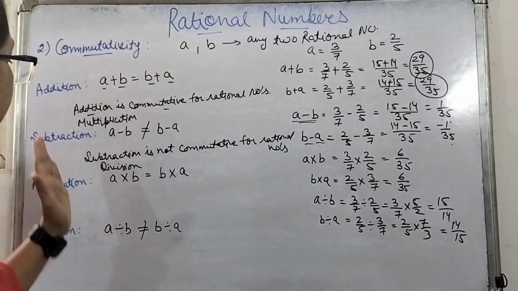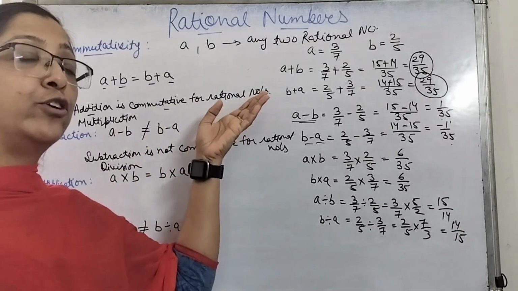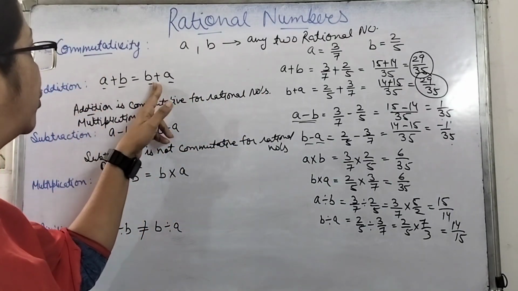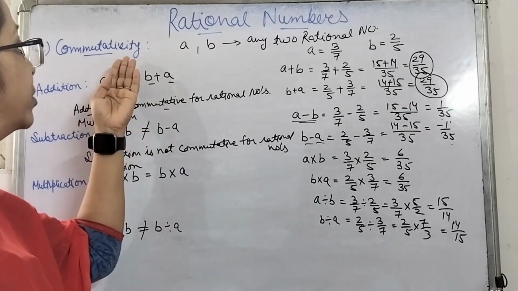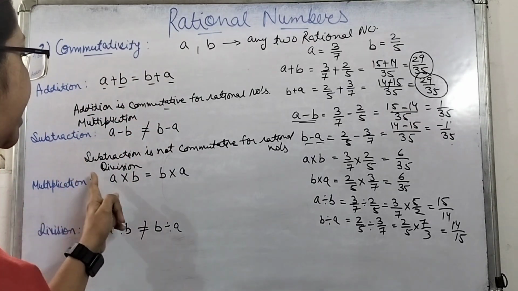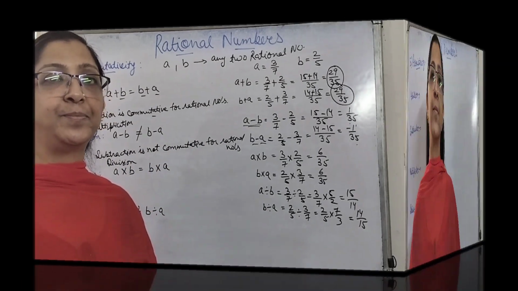So what we can conclude over here is that addition and multiplication are commutative for rational numbers. That means in case of addition and multiplication, if we change the order, then their sum and their product will remain the same. But subtraction and division are not commutative for rational numbers.